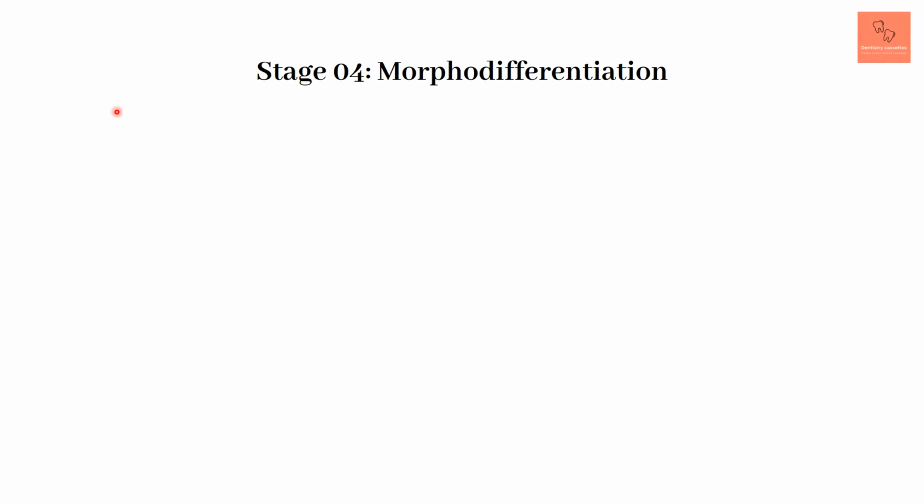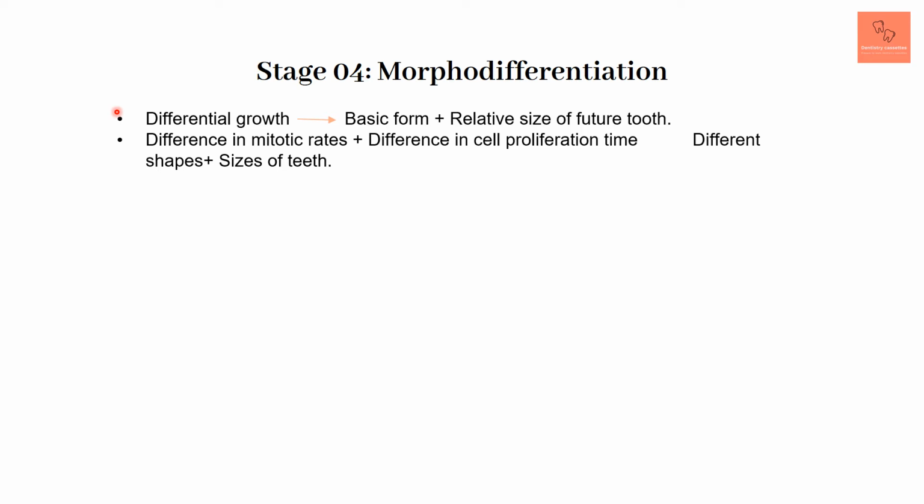So the fourth stage of tooth development is morphodifferentiation. During this stage, differential growth of cells occurs, which means that cells will have different mitotic rates and different cell proliferation time. These differences will result in different shapes and sizes of teeth. In this way, the associated anomalies during this stage could be either disturbances in size or disturbances in shape of teeth.